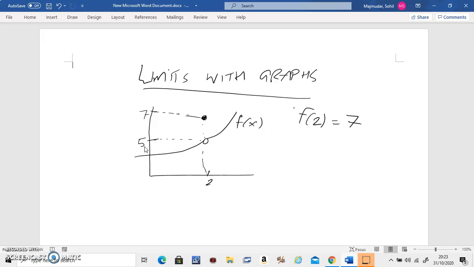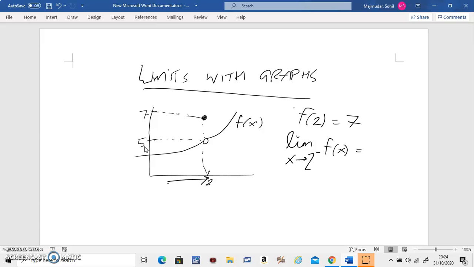Now we'll come to the concept of limits. The symbol for limits is LIM. X approaches the point given. So if I say 2 and say I put a minus here, f of x. Now what do you understand by this? It means x approaches 2 from the left side. So it means you approach the point from the left side here.